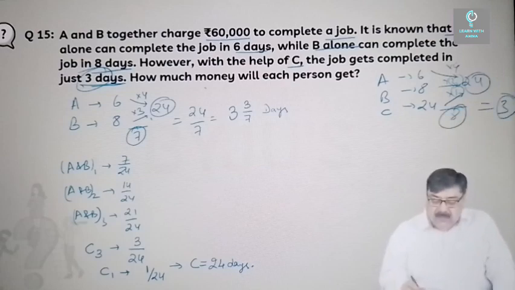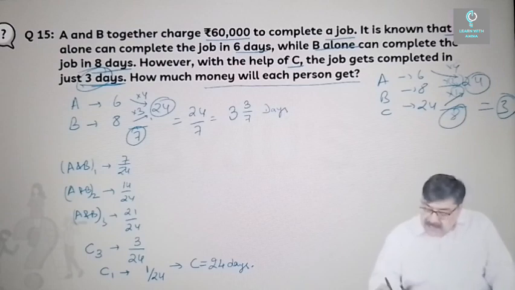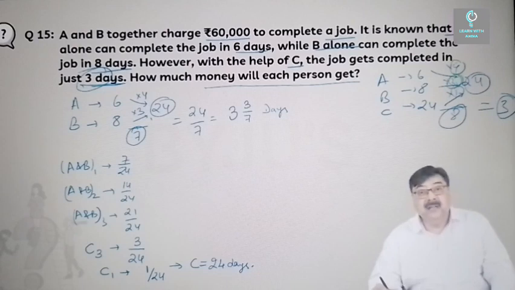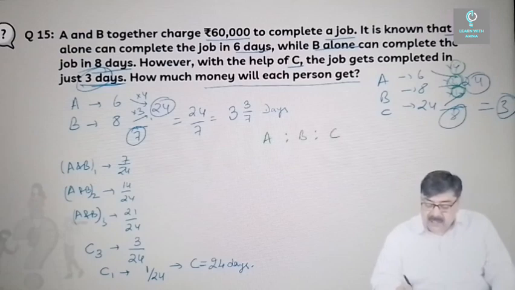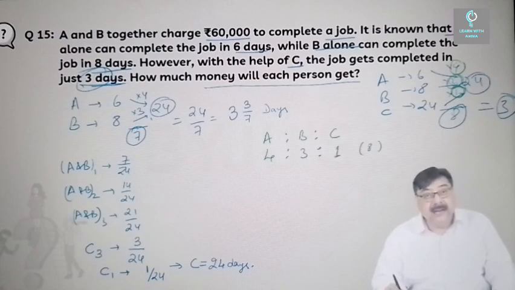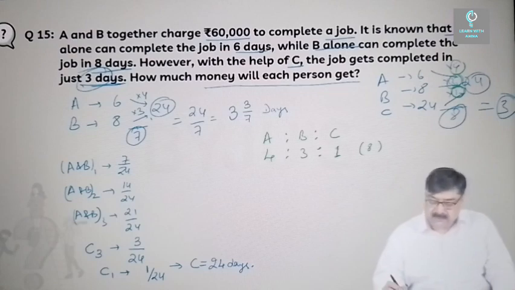So anyhow, how much money will each person get? Now here itself, you know that A has done 4 units of work, B has done 3 units of work, whereas C has done only 1 unit of work. So A is to B is to C, 4 is to 3 is to 1 is what we have here. In total, these are 8 ratio points as we learned in ratio proportion. And the total amount here is 60,000.